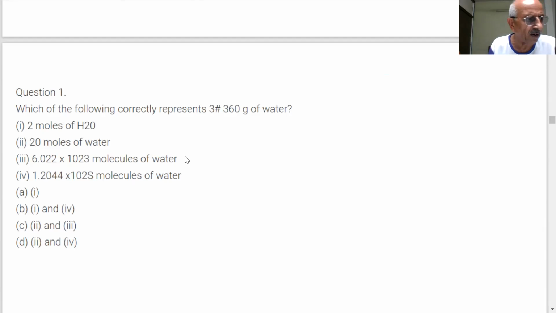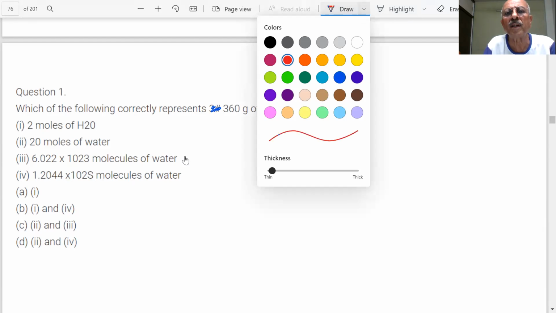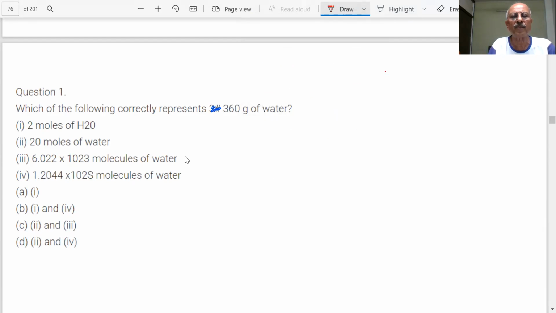Question 1 is coming on the screen, students. Which of the following correctly represents 360 grams of water? You have 4 choices, 1, 2, 3, 4, and make the calculations. You have 1 minute to answer the question. You will get 1 to 2 minutes for one question. Try to solve everything completely before you answer the question.